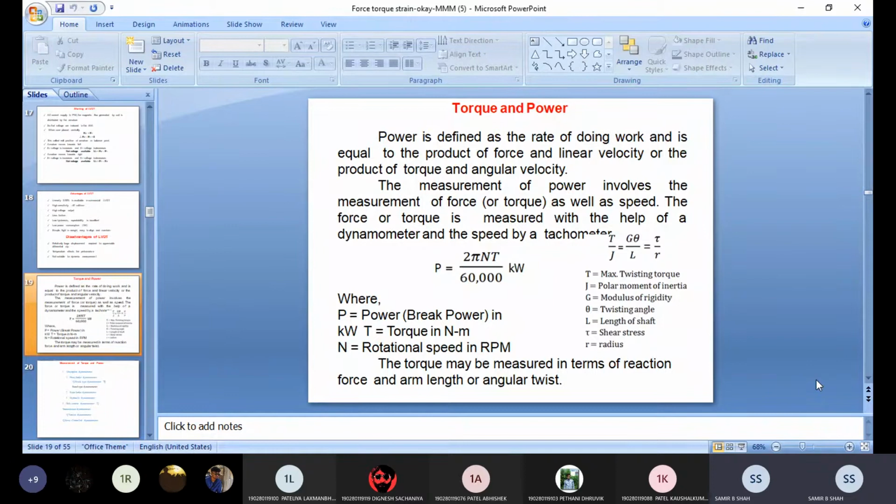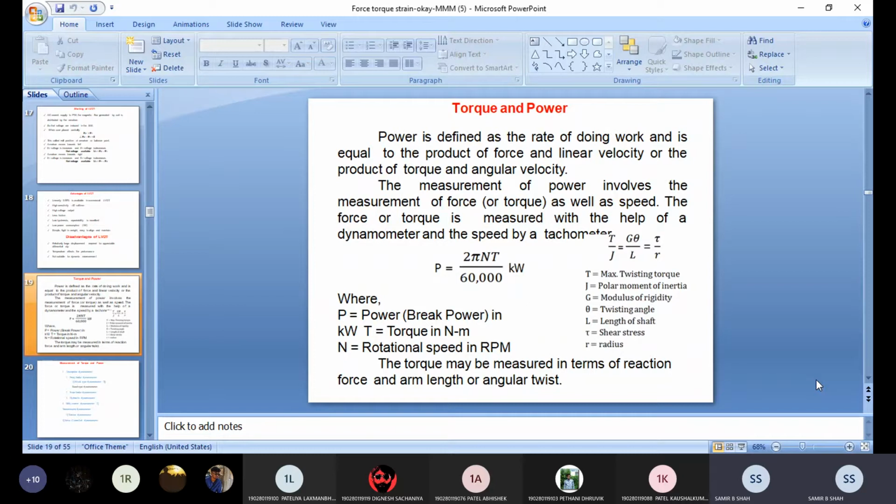Power is defined as the rate of doing work, which is equal to the product of the force and linear velocity, right? That we know very well. The measurement of power involves the measurement of force, as well as speed. Force or torque is measured with the help of a dynamometer, and the speed is measured with the help of a tachometer. You have to remember that force is measured with the help of a dynamometer, while speed is measured with the help of a tachometer. Sometimes it may be asked in your exam regarding the instruments preferred to measure the force and speed.